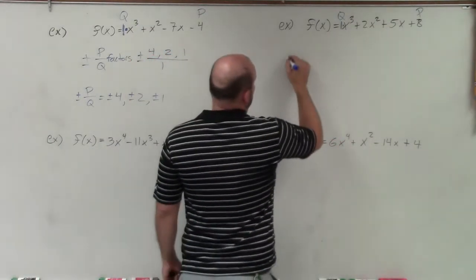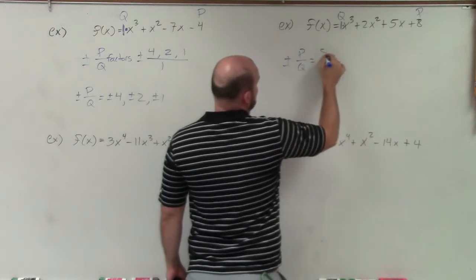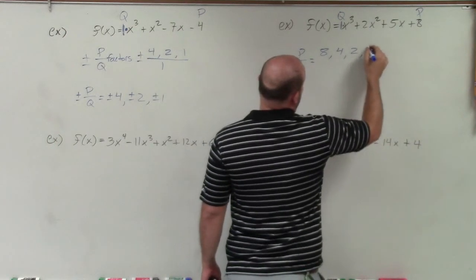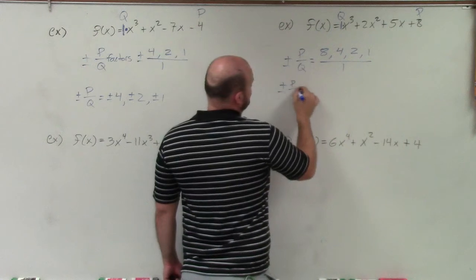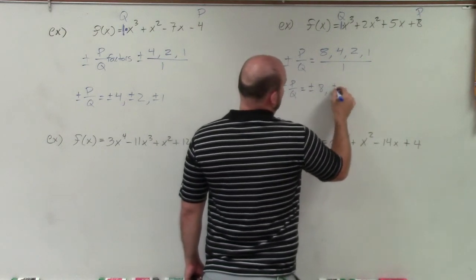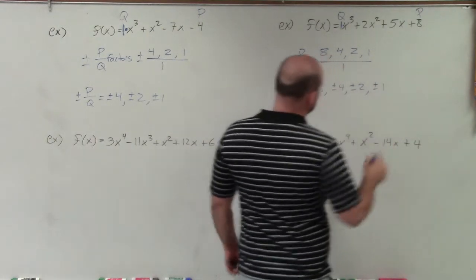So if I have plus or minus P over Q, again, I like to write all the factors first so I don't forget one. 8, 4, 2, and 1. And then again, all over 1. So my rational zeros are going to equal plus or minus 8, comma, plus or minus 4, comma, plus or minus 2, comma, plus or minus 1.